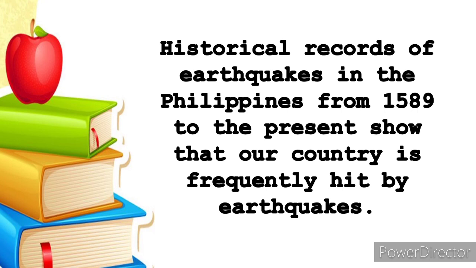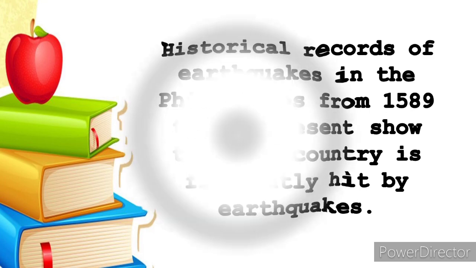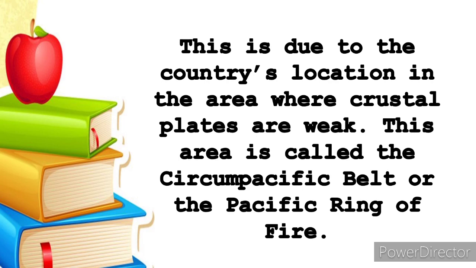Historical records of earthquakes in the Philippines from 1589 to the present show that our country is frequently hit by earthquakes. Why? This is due to the country's location in the area where crustal plates are weak. This area is called the Circum-Pacific Belt or the Pacific Ring of Fire. The Pacific Ring of Fire is a 25,000-mile chain of volcanoes and seismically active sites of earthquakes and volcanic eruption.